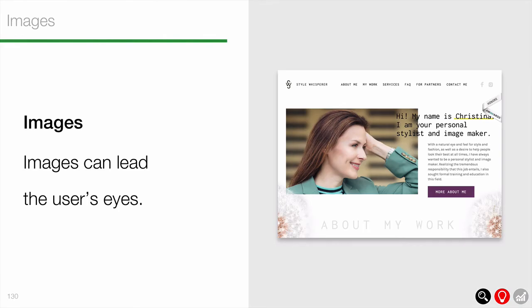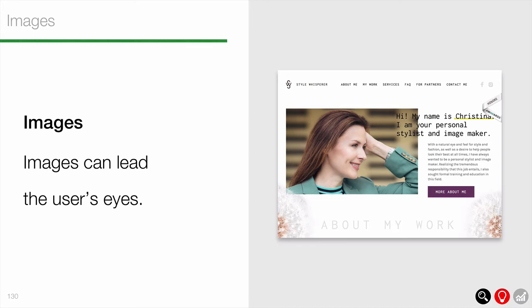The next thing we're going to talk about is all about images and the importance of images. So there are some really clever ways of actually using images, and images can be used to lead the user's eyes to a specific call to action. So in this particular instance, we can have a look at the user's eyes and we can see where they're actually looking on the page, can't we?